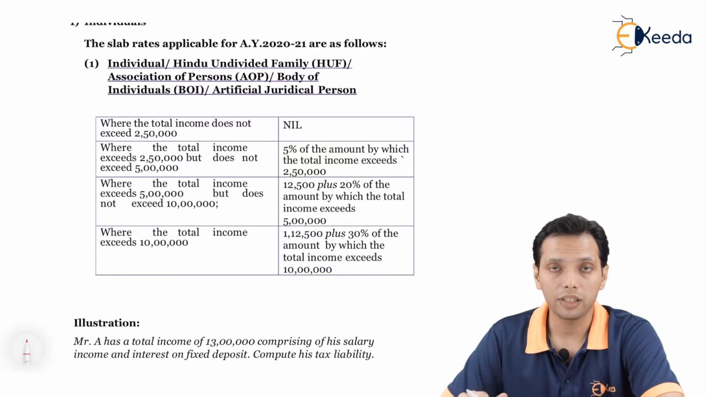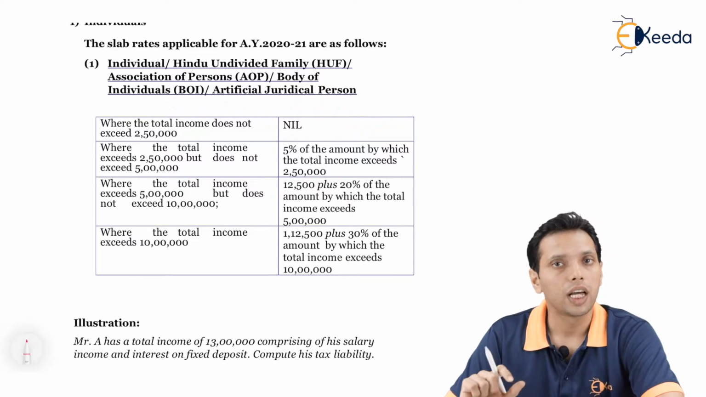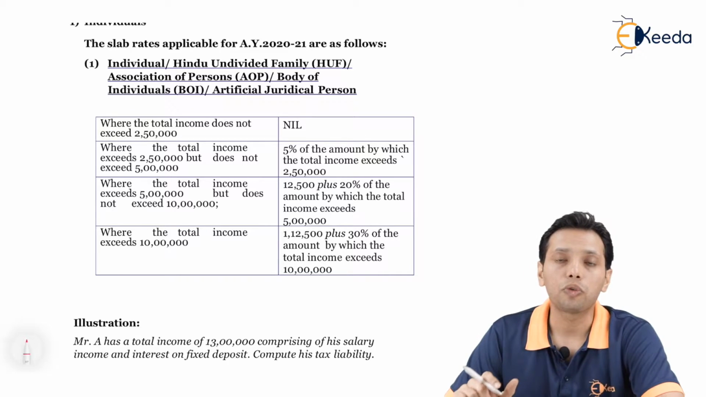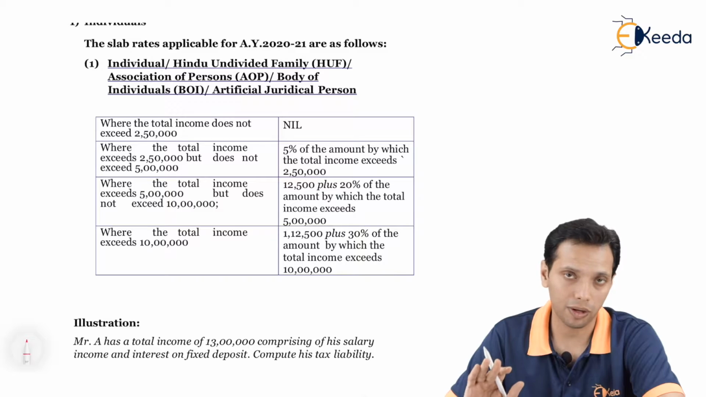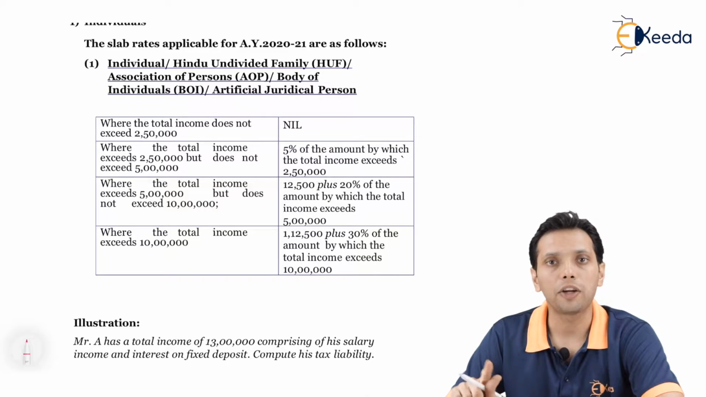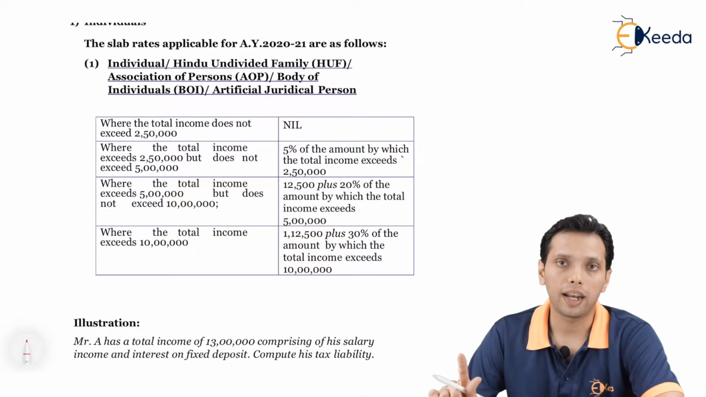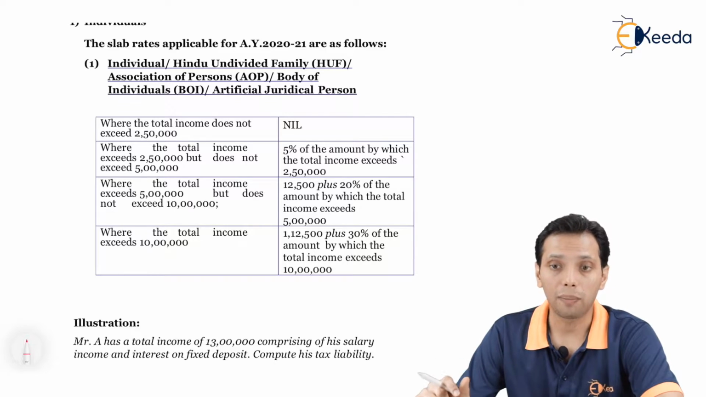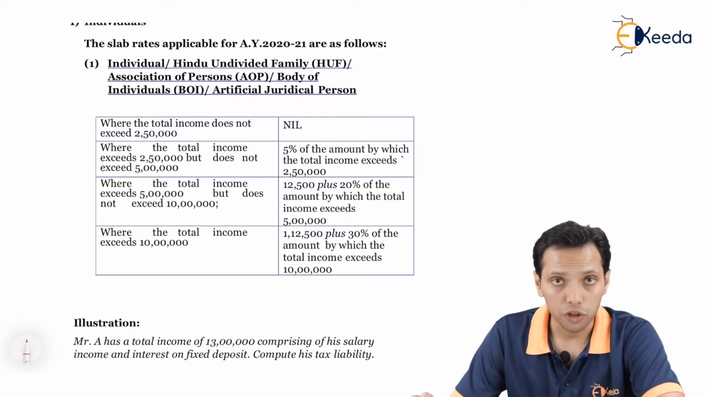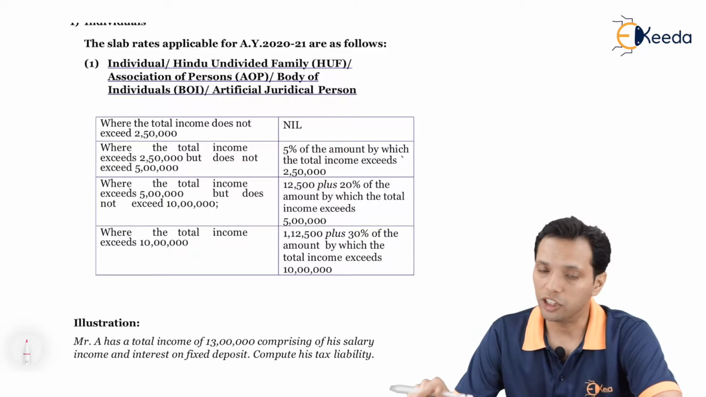On the screen you can see there is a slab rate in which up to 2,50,000 nil rate is charged. From 2,50,000 to 5,00,000 income, 5% rate is charged. From 5 to 10 lakhs, 20% is charged, and above 10 lakhs, 30% is charged. So these are the slab rates which are applicable to individuals, HUF, AOP, BOI, and artificial juridical person.